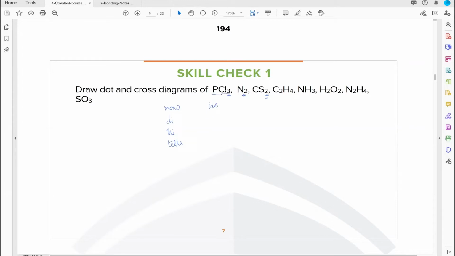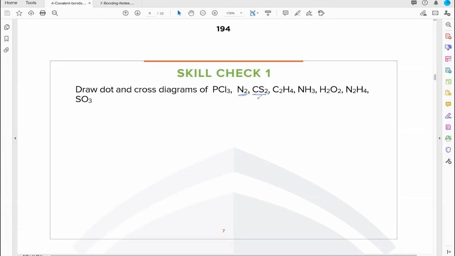All right, so let's try to name this one. This is phosphorus, and there are 3 chlorines there. So it will be tri and chlorine, but because this is the last one, I'll say chloride. So phosphorus trichloride. Similarly, this thing is just an element, so we call it nitrogen.